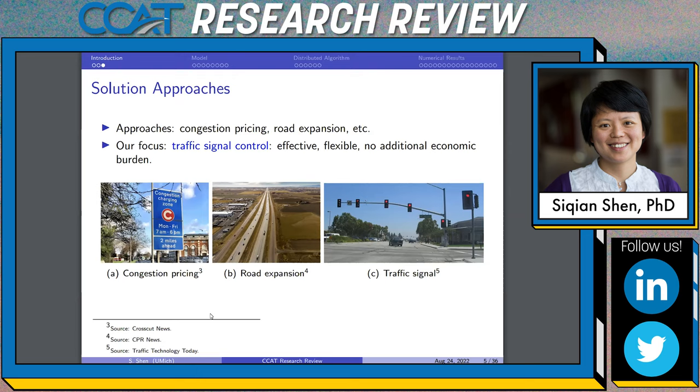People may think of a very natural way, which is expanding the road. But of course, the literature already studied that it's not that trivial. A lot of times adding lanes does not necessarily reduce congestion. So in this talk specifically, we would like to utilize traffic signals to mitigate congestion, right? If we can actually optimize the traffic signals, and then I will talk about different ways of doing that and what the setting in our problem is. But our goal here is to do it more effectively and flexibly. And also we do not want to add additional economic burdens to the existing infrastructure.